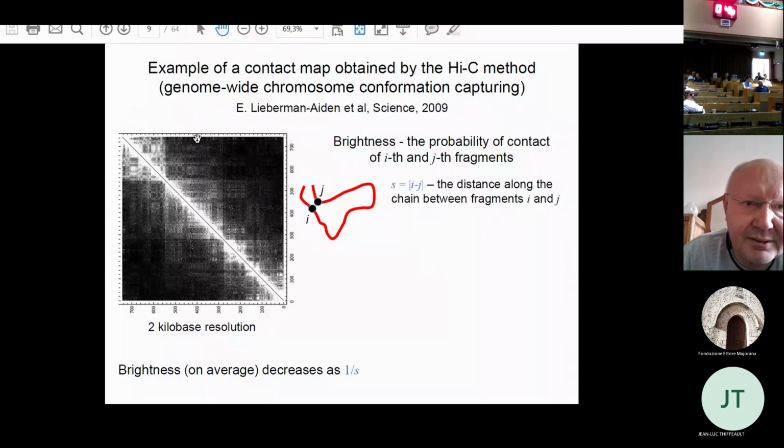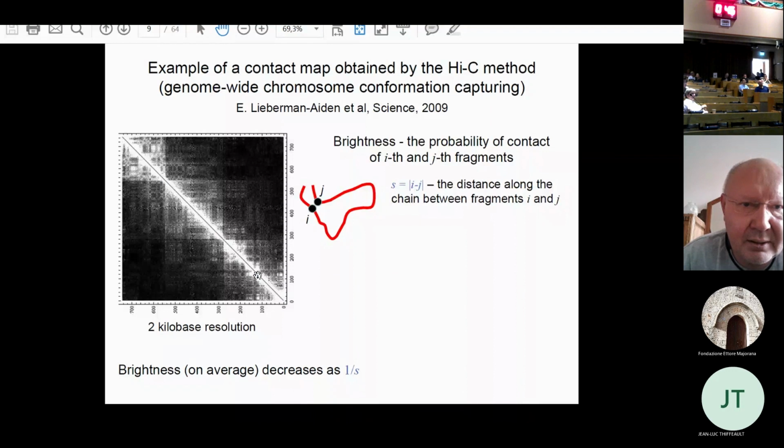So here is the number of monomers. You can imagine that here is I and here is J. The brightness is proportional to the probability. So you see that the monomers which are close to each other along the chain, for instance, this one and the next one here, the distance between them is very small. So then the probability of having contact is very high.